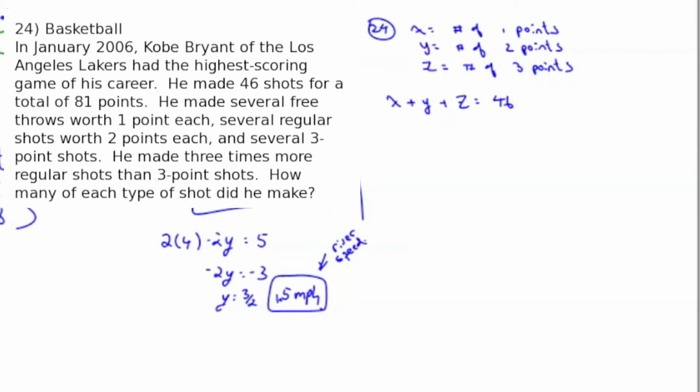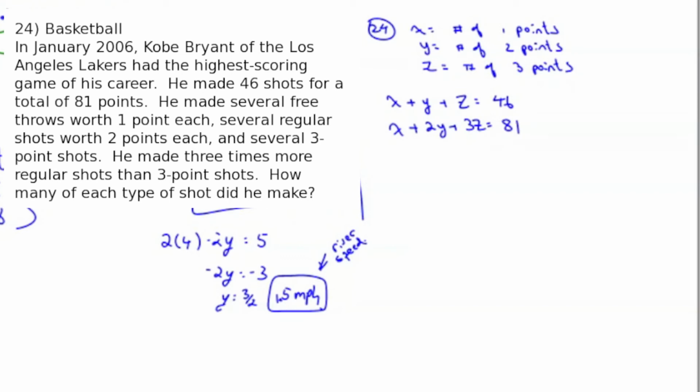Well, for every one of his free throws, he scores 1 point. How many free throws did he shoot? They're 1 point each. He said 3 throws, free throws. X free throws. So that would just be X. And 2-pointers, 2Y. And the 3-pointers, 3Z. And this has to equal 81 points.